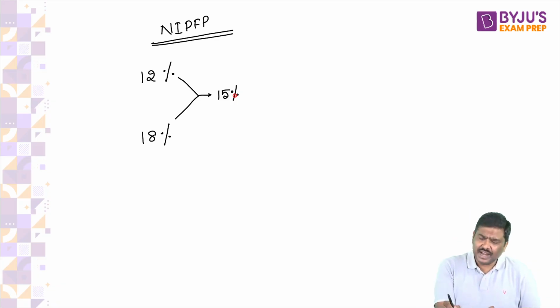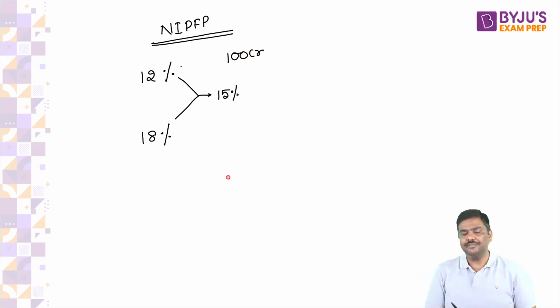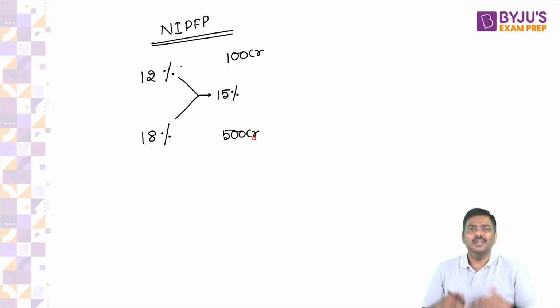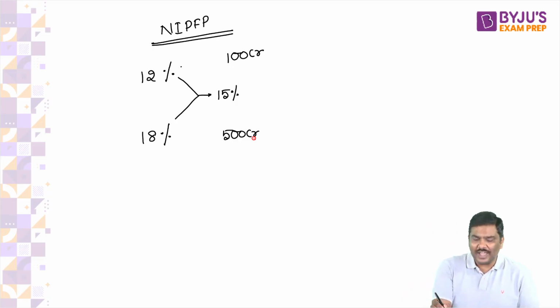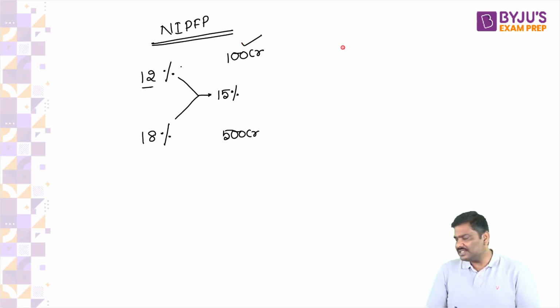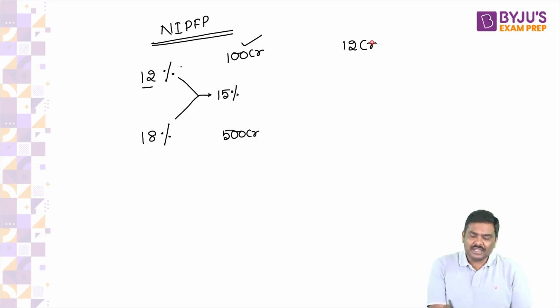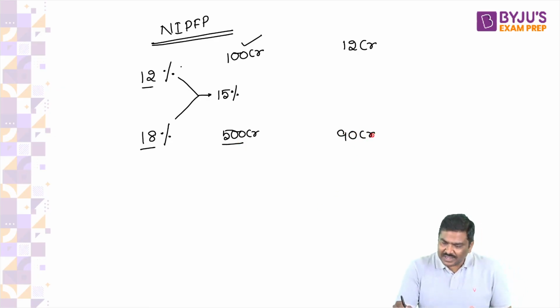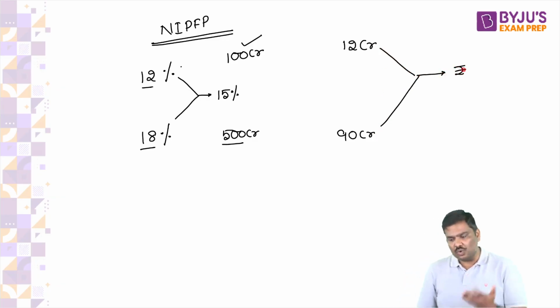Imagine there are 100 crore worth of goods and services on which you will impose 12% GST, and there are 500 crore worth of goods and services on which you will impose 18% GST. Let's start calculating. 100 crore value, 12% GST. How much will be the GST collected? Under 12%, 12 crore. 18% of 500 crore, how much will be collected? 90 crore rupees. So basically, as per the current structure, how much money will you be collecting in the form of GST here? 102 crore rupees.